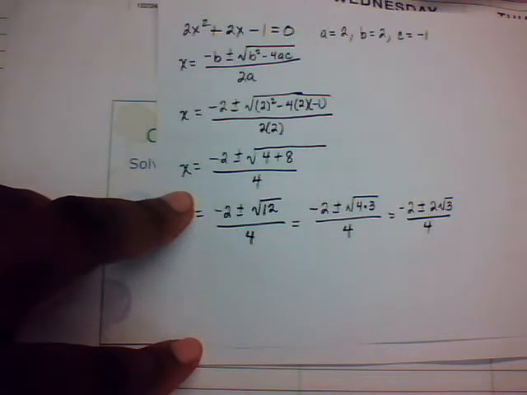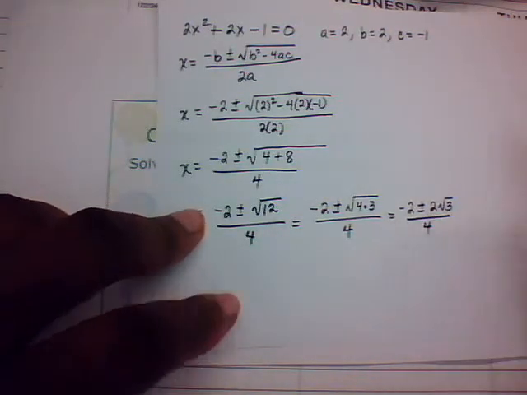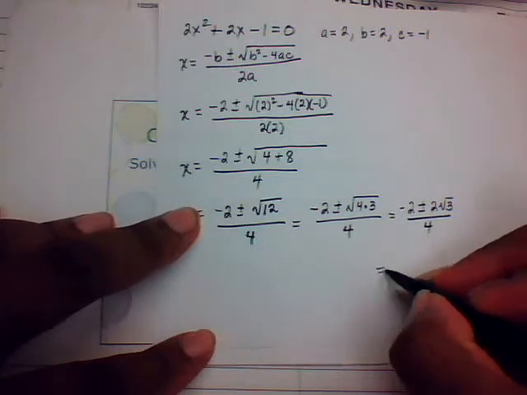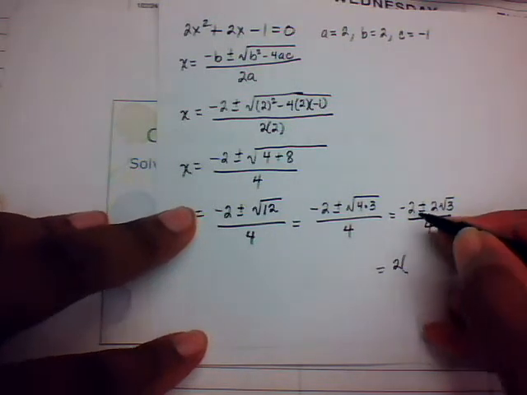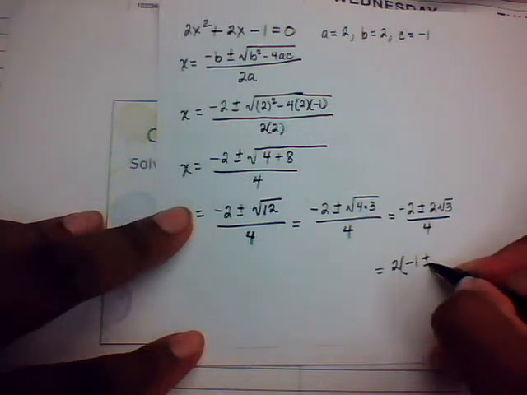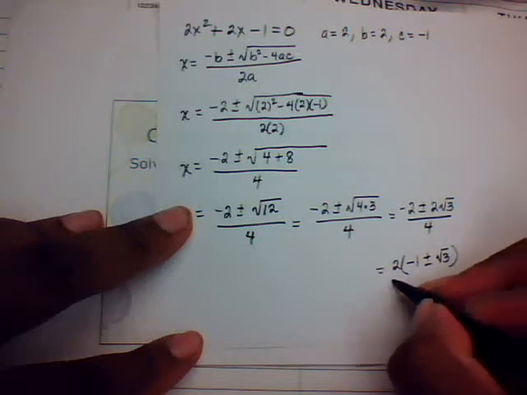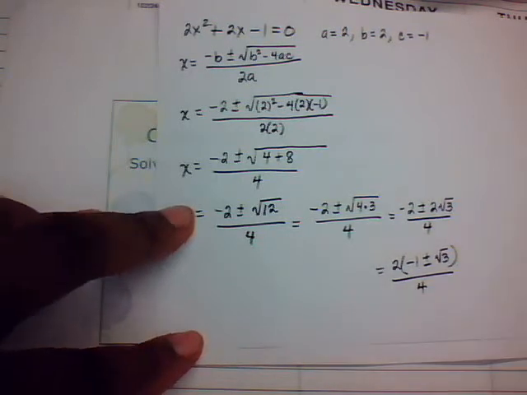I'm almost finished because we can reduce this. Notice in the numerator, a 2 is a common factor. So let's pull out the 2. Then I'm going to do negative 2 divided by 2. That's going to be negative 1 plus or minus 2 square root of 3 divided by 2 is just simply square root of 3. That whole thing is over 4.